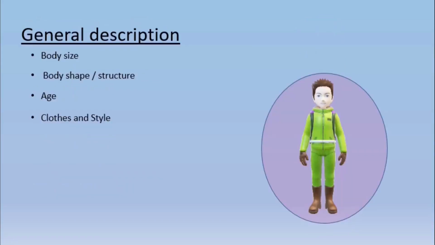With a general description, there are four main areas of focus. First, body size. Second, body shape and structure. Third, age. And fourth, clothes and style. Let's look at each one.